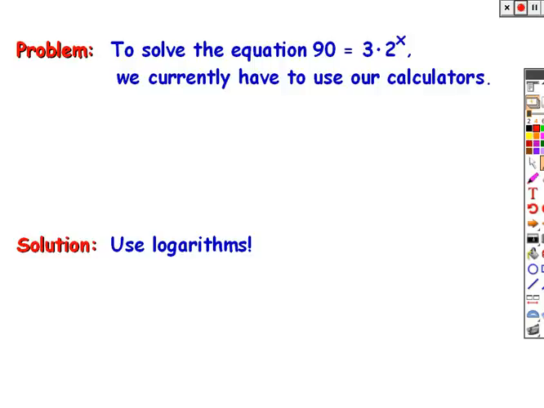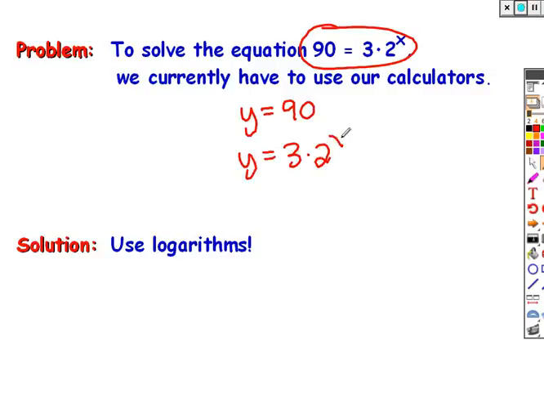So continuing on, the problem that we looked at when we studied exponential functions was, what if I want to solve this equation where x is in the exponent? Currently, the only way that we know how to do this is if we graph both the left and the right side of the equation and set these equal to each other, find where they crossed, and then I could find the value of x. Well, instead of having to graph this and find the point of intersection, the solution lies within logarithms.